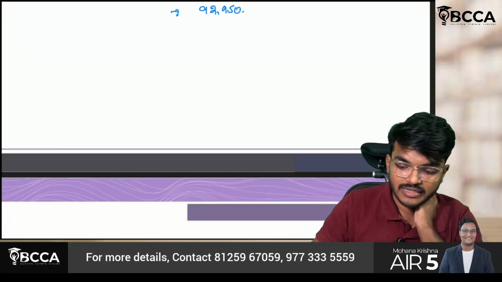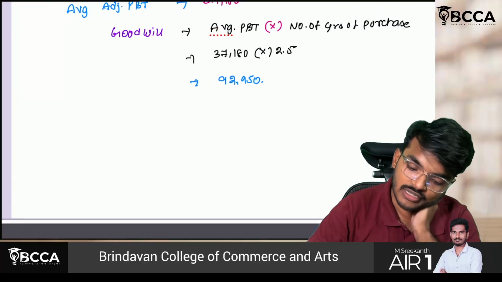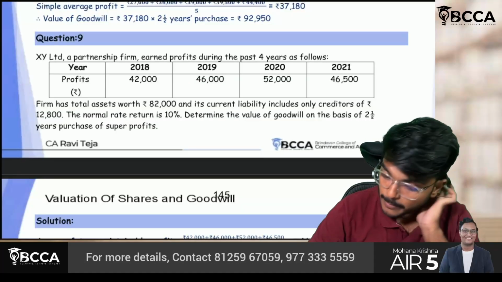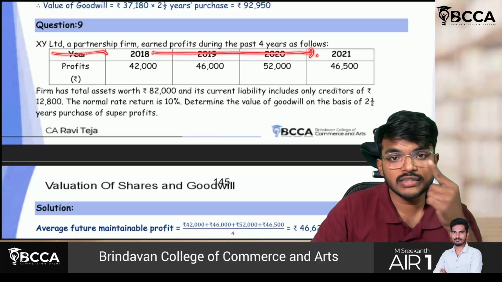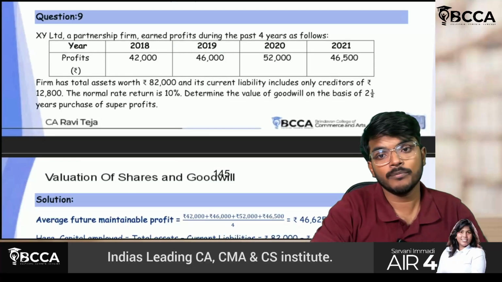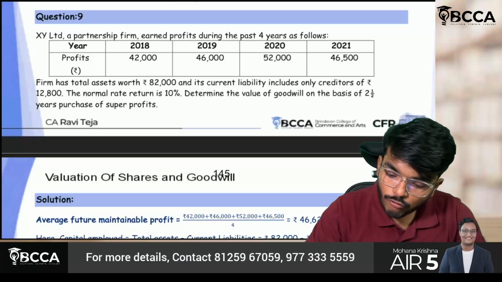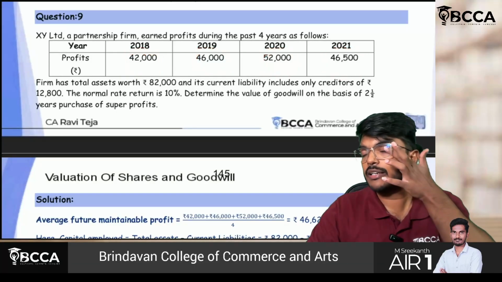So the next question will start, and that is a small question, again goodwill valuation related, goodwill calculation only. So let's quickly complete that part. XY Limited, a partnership firm, earned profits during the past 4 years. They have given the 4 years' profit: 42,000, 46,000, 52,000, 46,500.